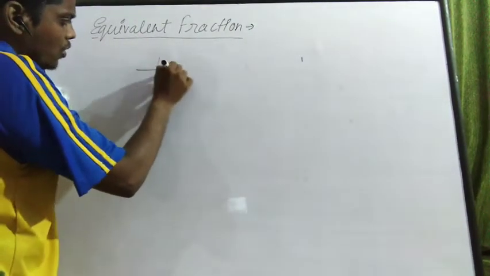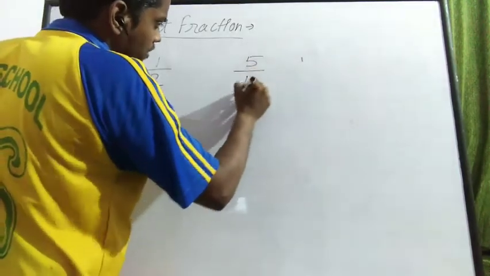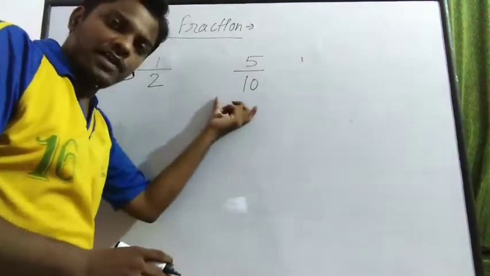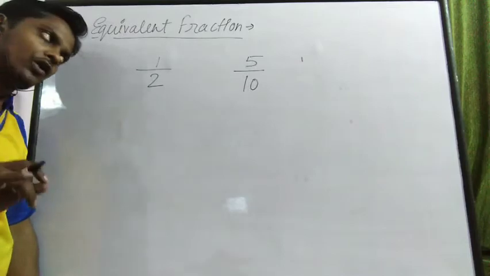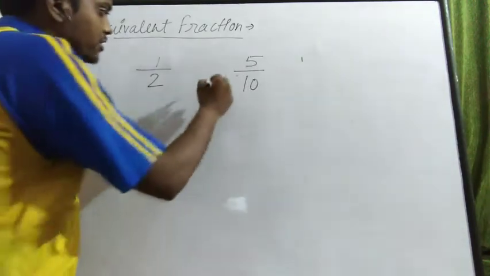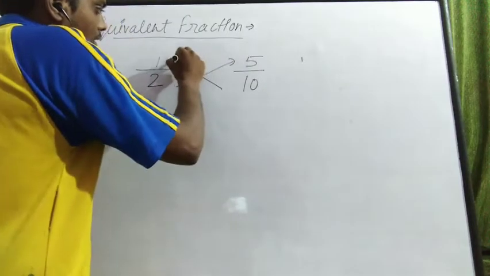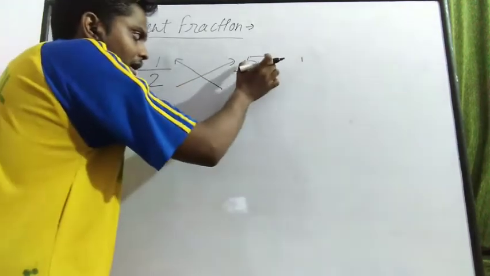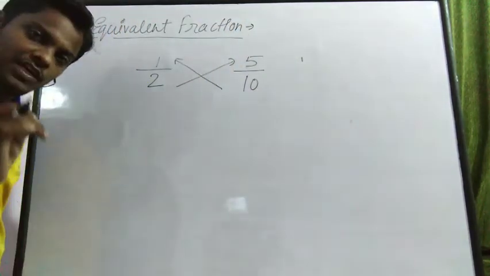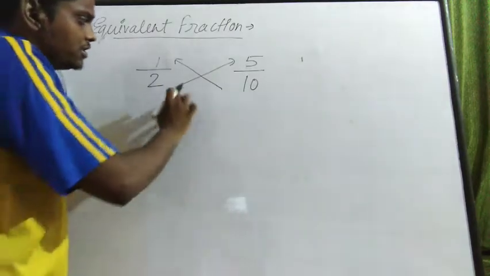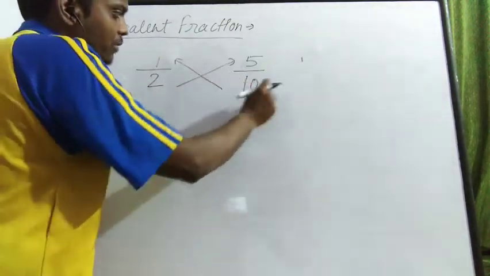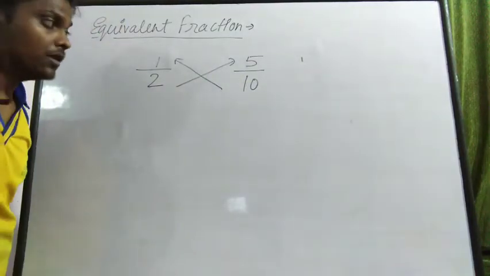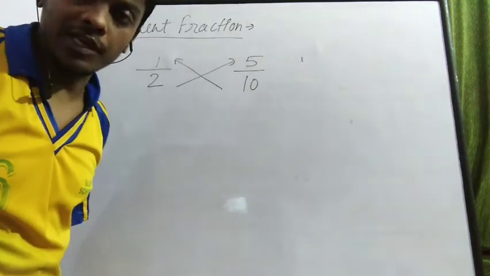See, if we have 1 upon 2 and 5 upon 10. Now the question is whether this set of fractions is equivalent or not. A very simple method: just cross multiply. This denominator will be multiplied with this one, and this 2 will be multiplied with this 5. If we get an equal answer, then the fractions 1 upon 2 and 5 upon 10 are equivalent fractions. Otherwise they are not equivalent fractions.